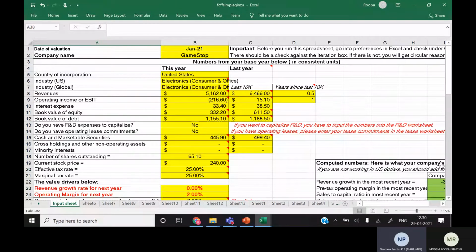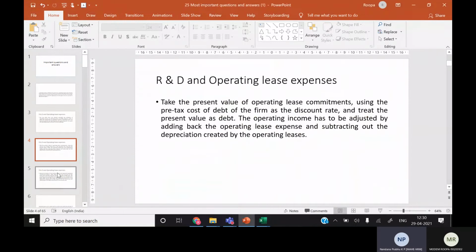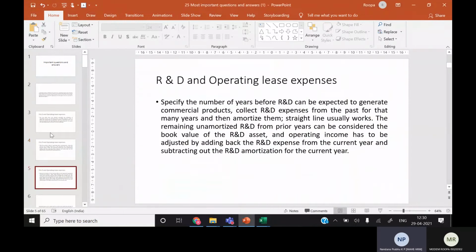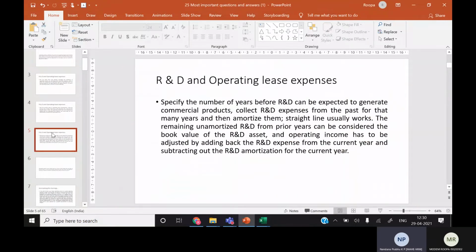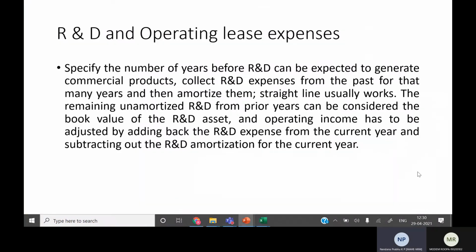Okay, it may not have been raised as debt, but it's a de facto debt. Okay, let us go to, that's what that slide explained. Now, to do that, we have used the operating lease converter and the R&D lease converter. Then specify the number of years before R&D can be expected to generate commercial products. Say we did, say it could be 10 years or 5 years.